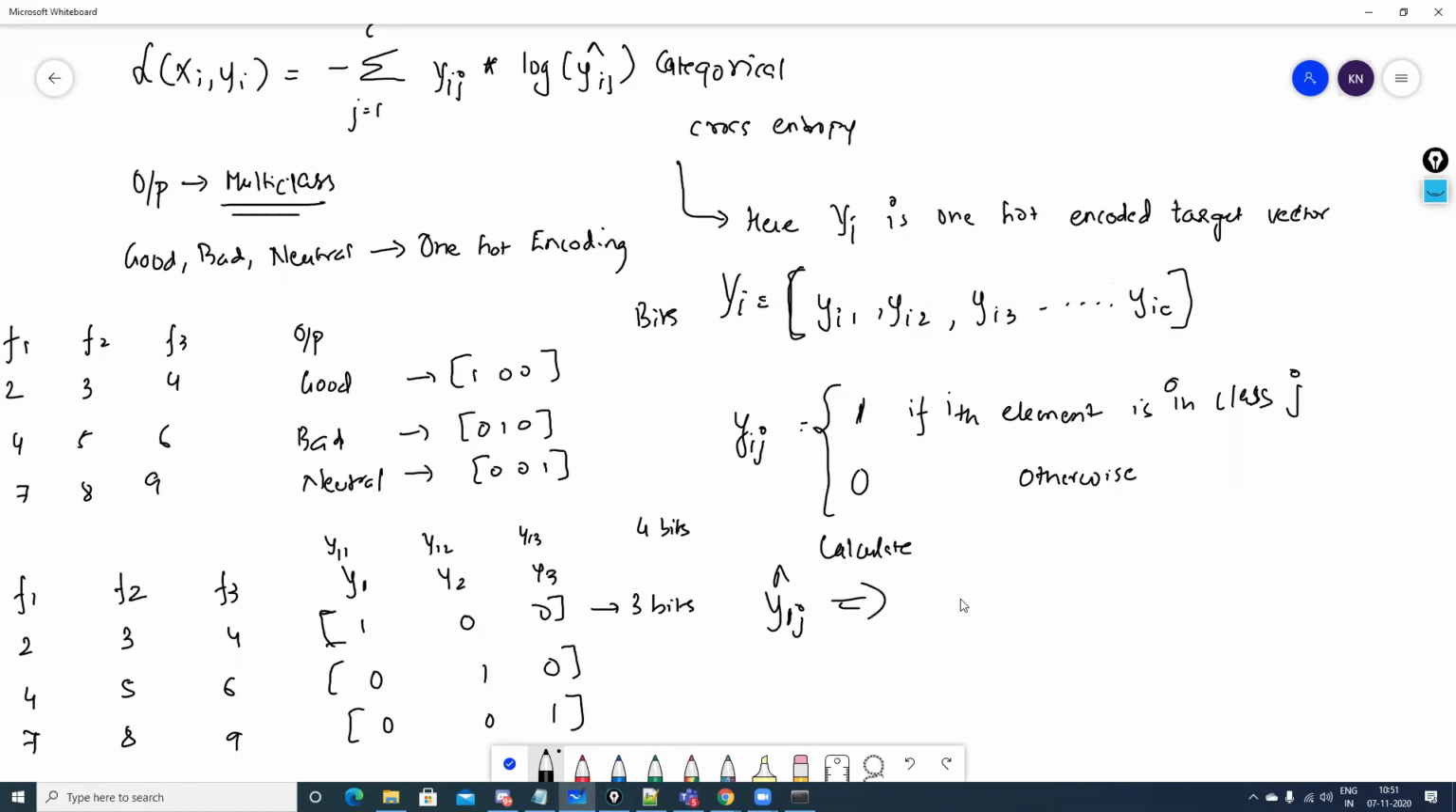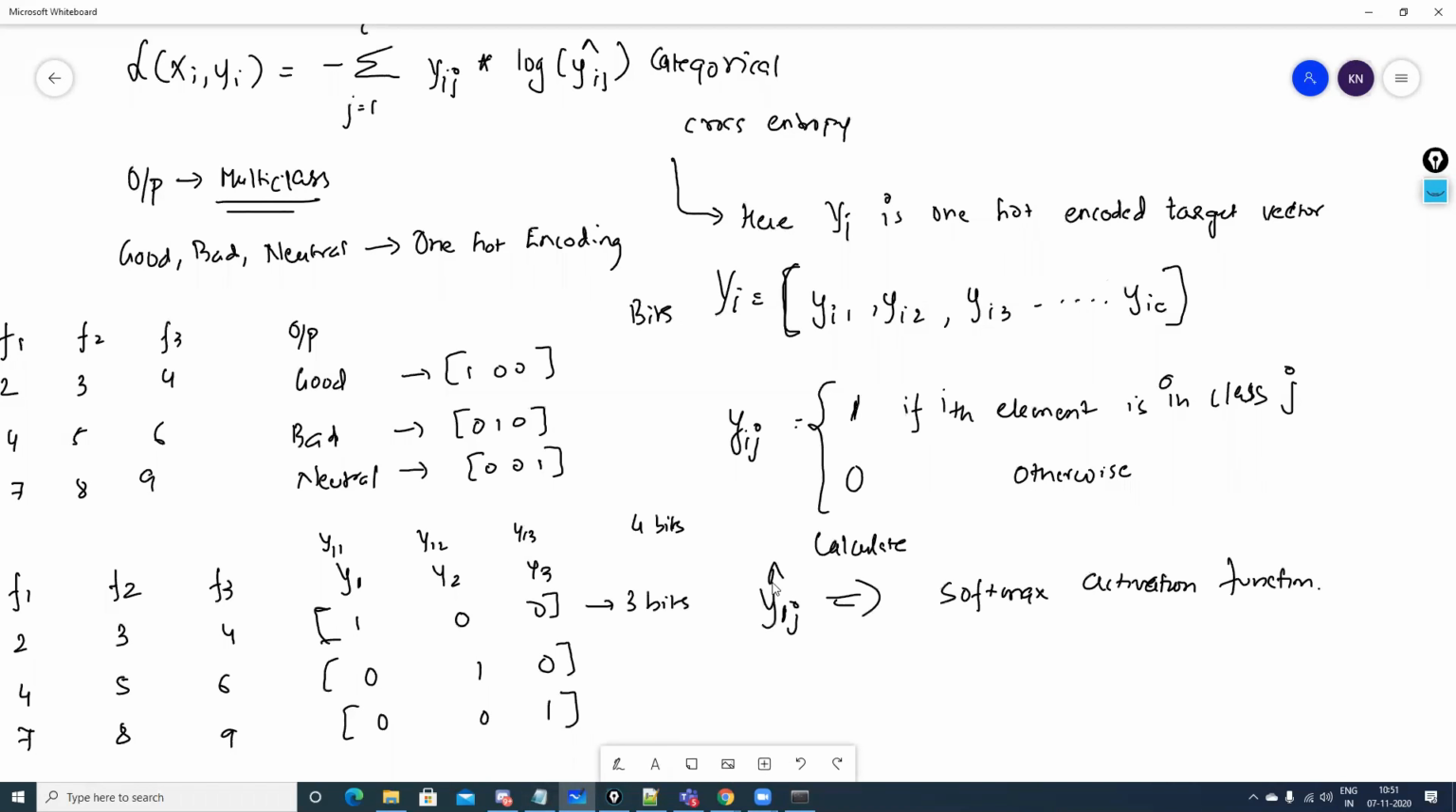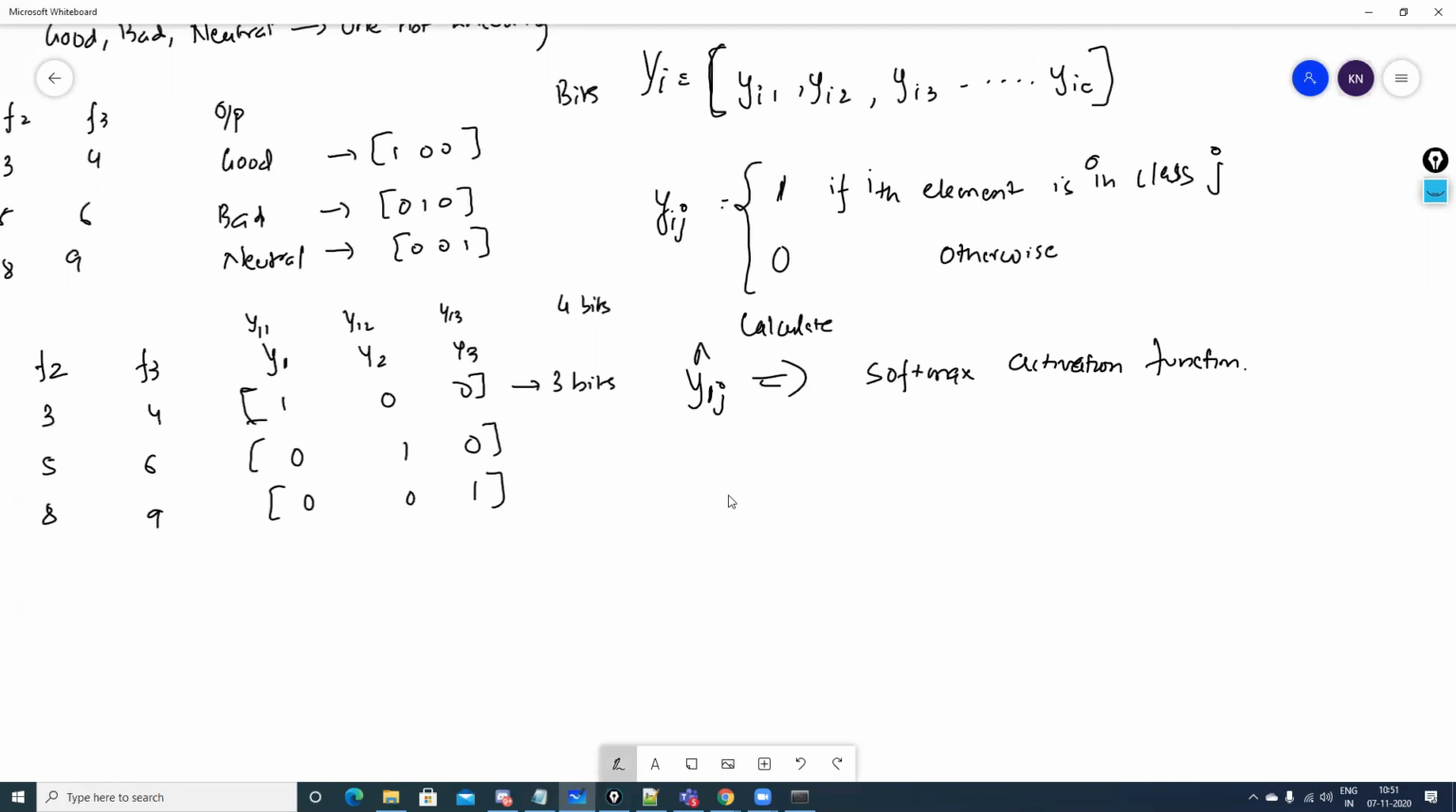We use the softmax activation function. Now, what is this softmax activation function? I've already told you so many times in my previous session. It can be written like this: the value will be e to the power of z of i divided by summation of j equal to 1 to k of e to the power of z of j.